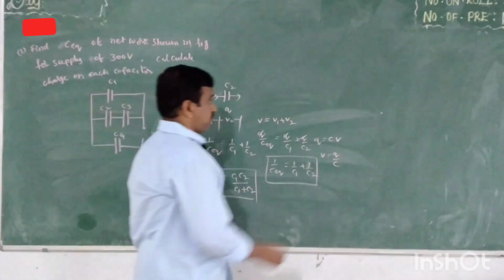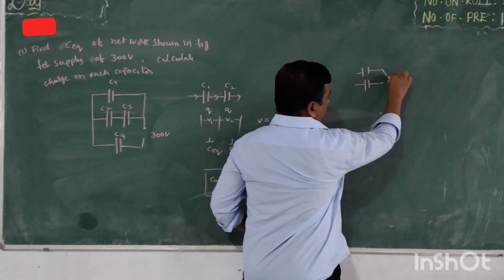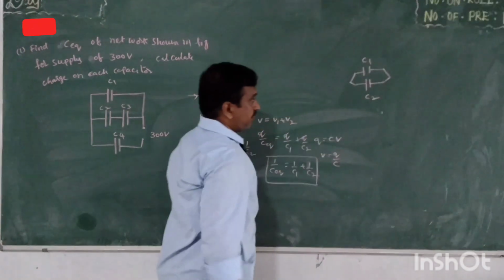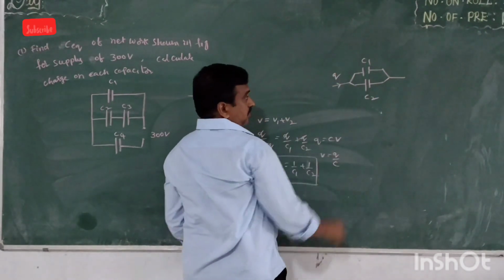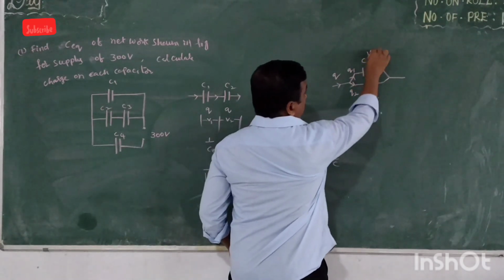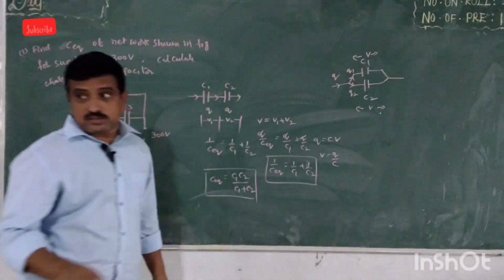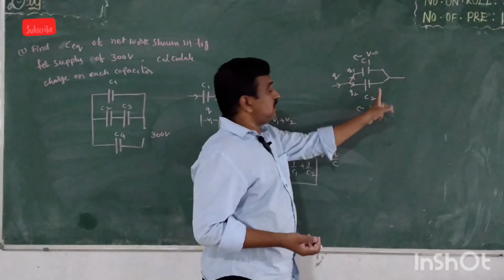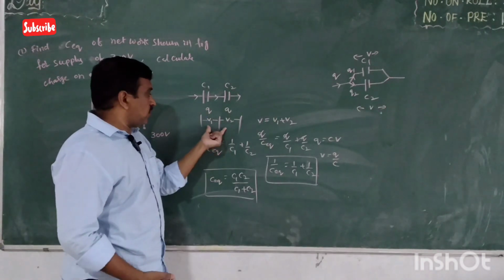For example, see here, capacitors are connected in parallel. This is the parallel connection. Here C1, here C2 is there. In this case, charge Q enters and is divided here into Q1 and Q2, while the potential is the same, V and V. So when capacitors are connected in parallel, charge is divided and potential is the same. When capacitors are connected in series, charge is the same and potential is divided.